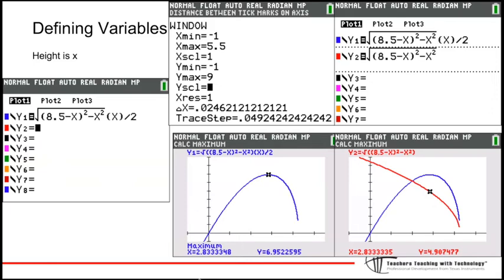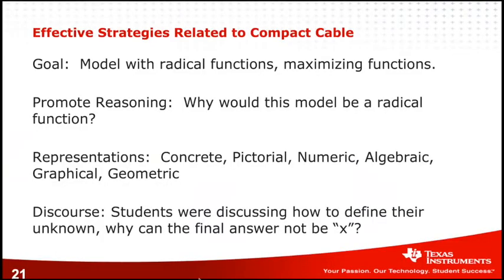So in thinking about the effective strategies and how it related to this problem, not the compacted cable problem, I now see a mistake in my PowerPoint. That should say the triangle problem. The goal was to model with a radical function and maximize a function. And then I wanted them to talk a little bit about why this model would be a radical function.